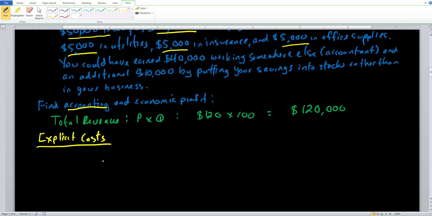So here we need to subtract out all these additional variables with the explicit costs. We have your wages. That's going to be subtracting 50,000, so negative 50,000. We have lease payments.